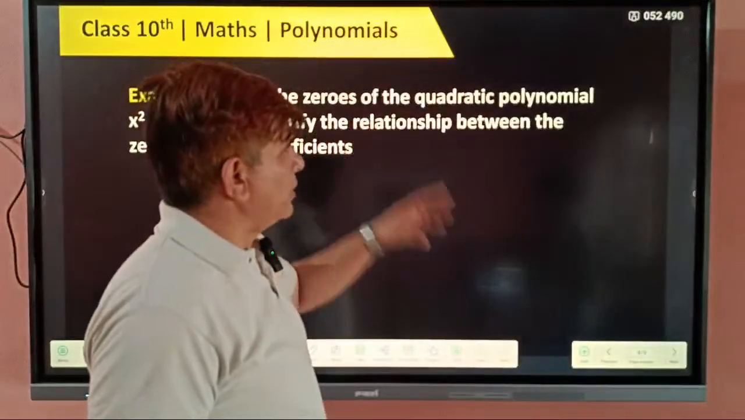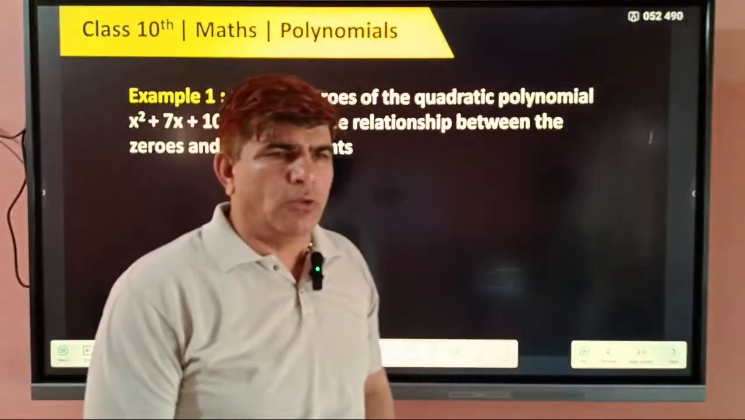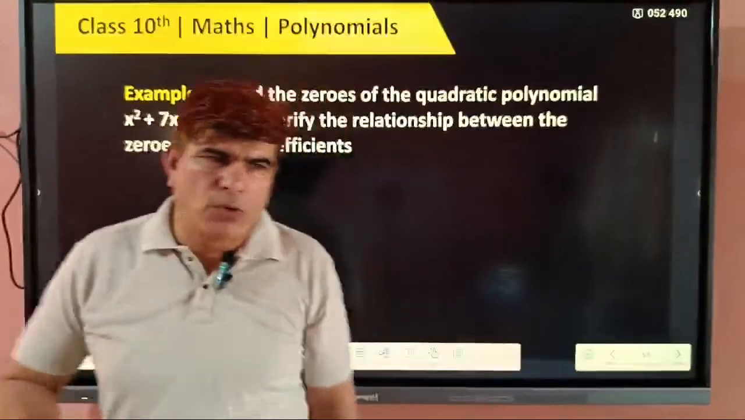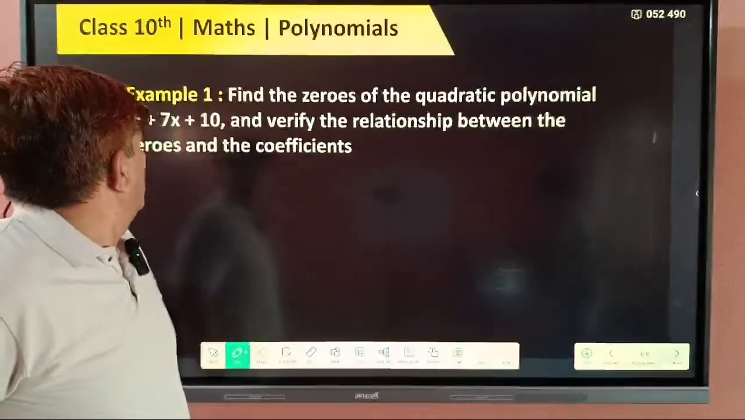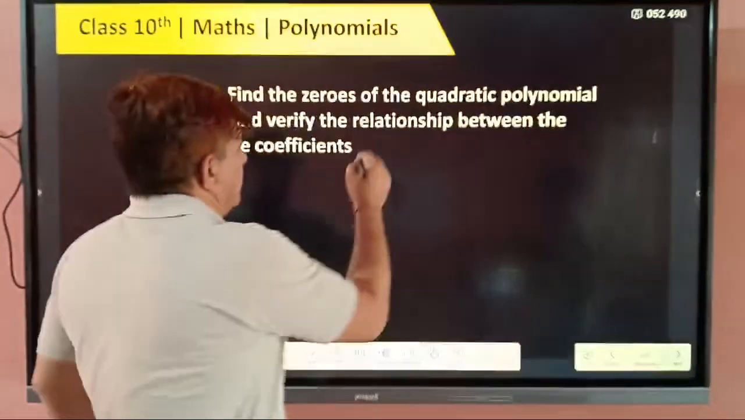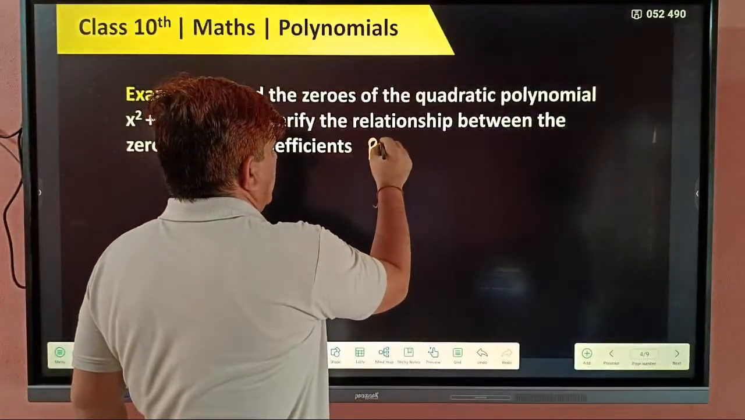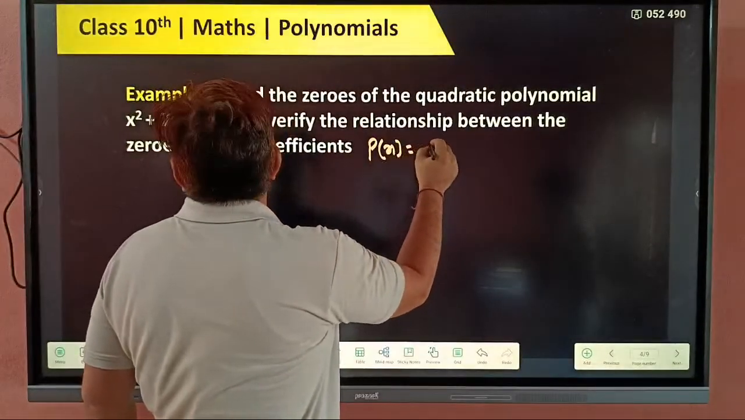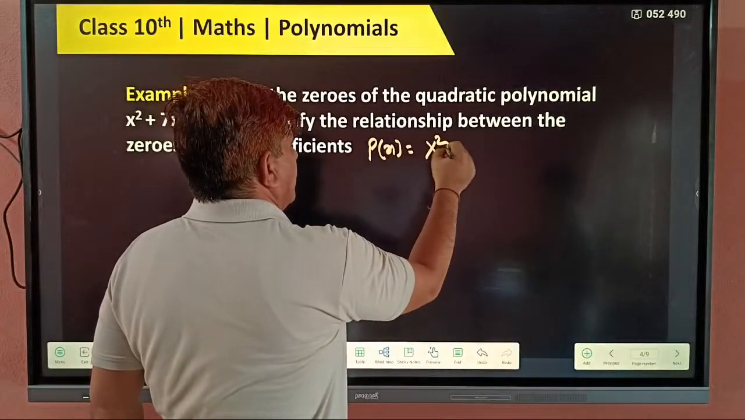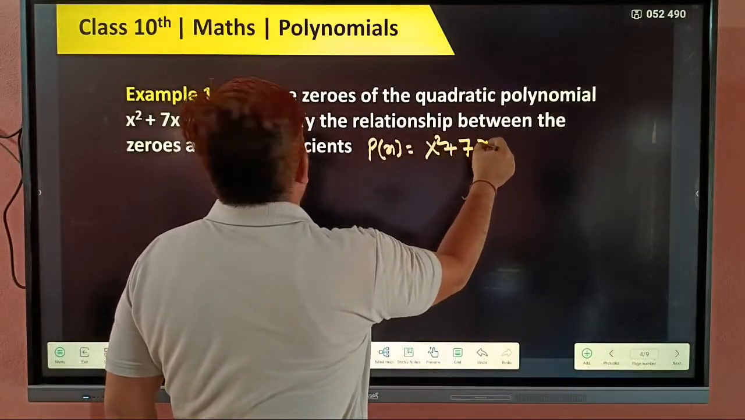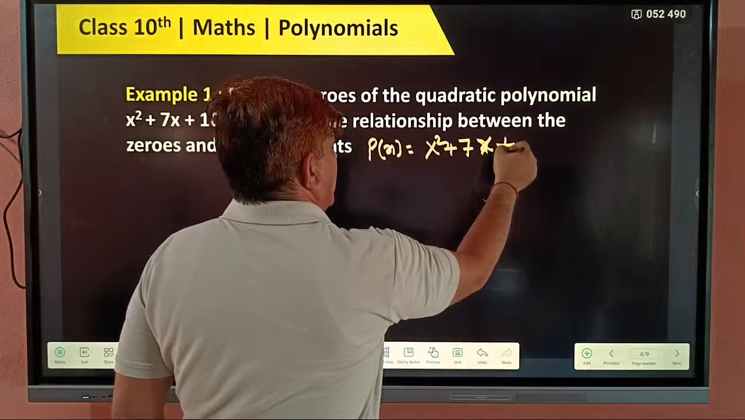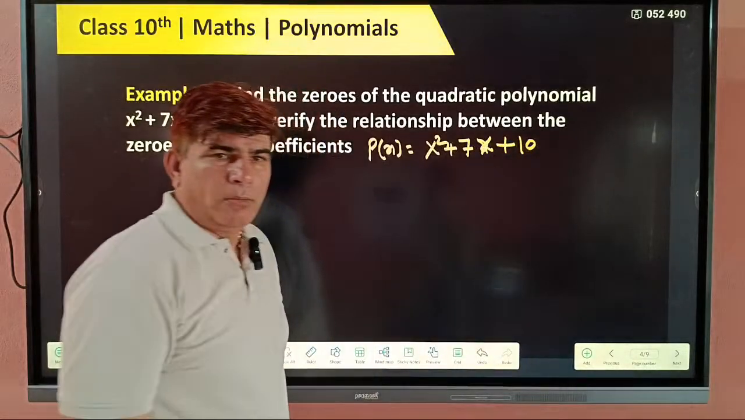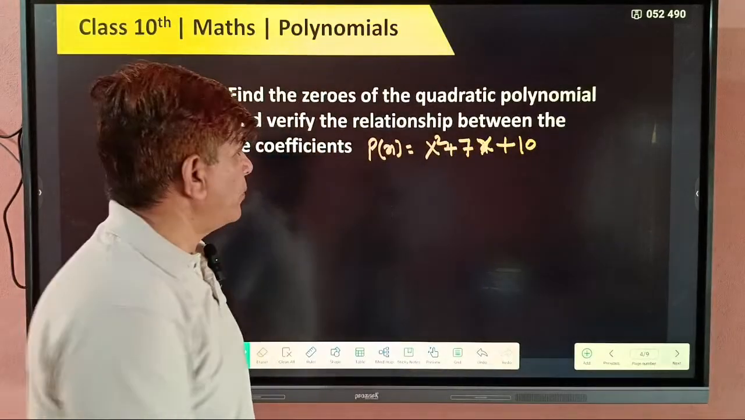Find the zeros of a quadratic polynomial. You have to find out the zeros of which polynomial? This polynomial p(x), we can say x square plus 7x plus 10. Same procedure.